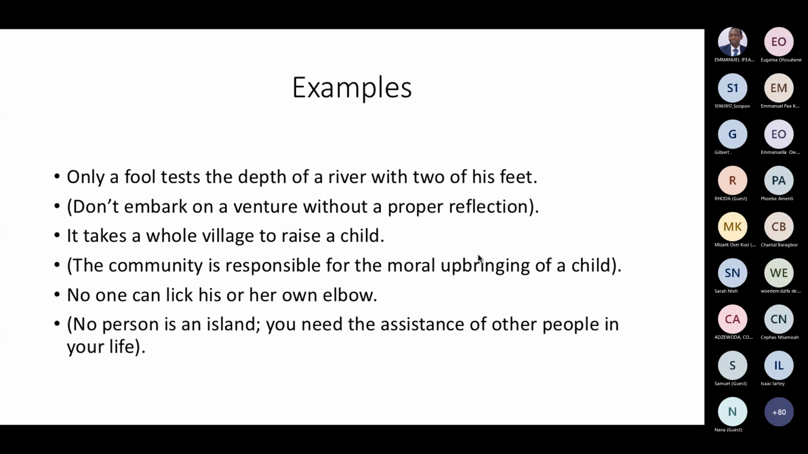Examples: only a fool tests the depth of a river with two of his feet. Which is true. You can interpret it literally. And then the non-literal interpretation is an advice, which is that you don't embark on a venture without proper reflection. Another one: it takes a whole village to raise a child, which is literally true. And then the non-literal advice is that the community is responsible for the moral upbringing of a child, whether it's in a village or in an urban setting or wherever it is.